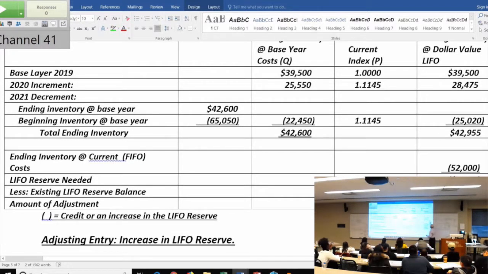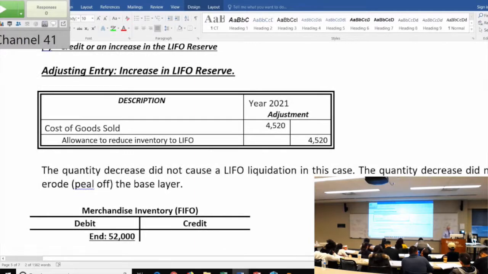So this is dollar value LIFO. This is the FIFO. This is the target balance. This is what you have in there already, and that's the reserve you need. That's the adjustment. Now, question. At the dollar value LIFO, do I calculate my price index at that point? No, only if the company decides to change the base year. So the adjustment you need is 4520, exactly the same as what we did before. And the adjustment is a debit to cost of goods sold and a credit to the allowance for the reserve.